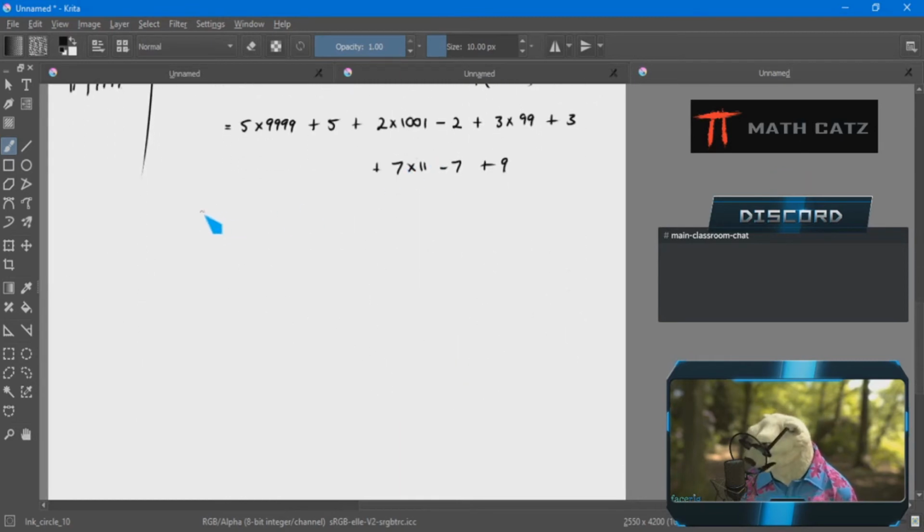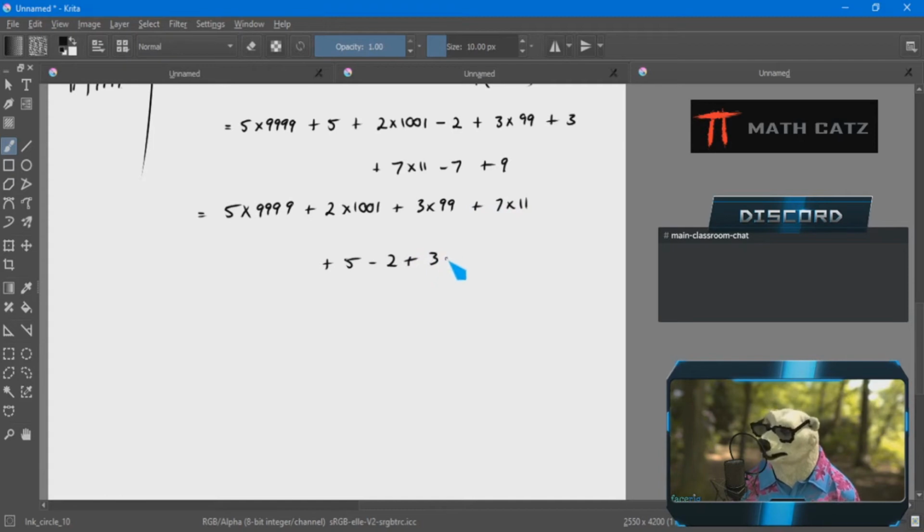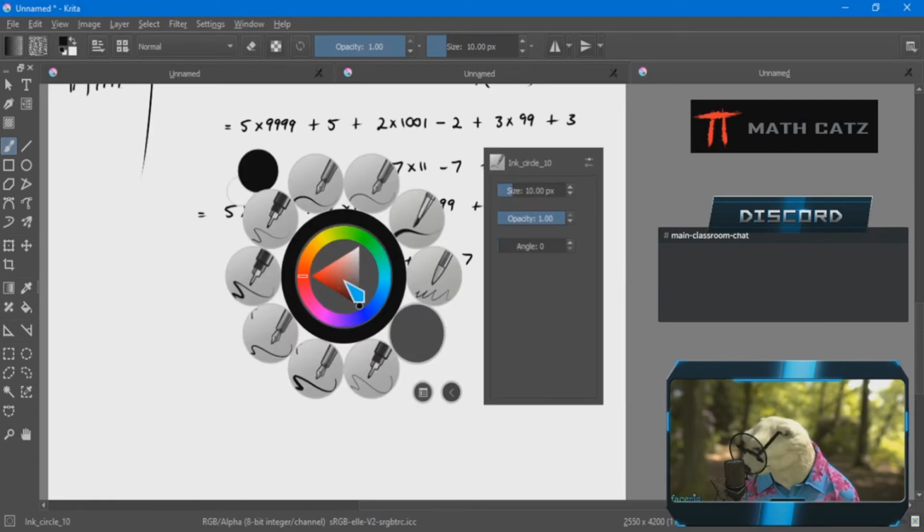Now I'm just going to regroup. All the messy ones will go together: 2 times 1,001, 3 times 99, 7 times 11, and then everything else: 5 minus 2 plus 3 minus 7 plus 9, and so on. So I have these two groups. Actually, let's do some color. Let's get some color in here.